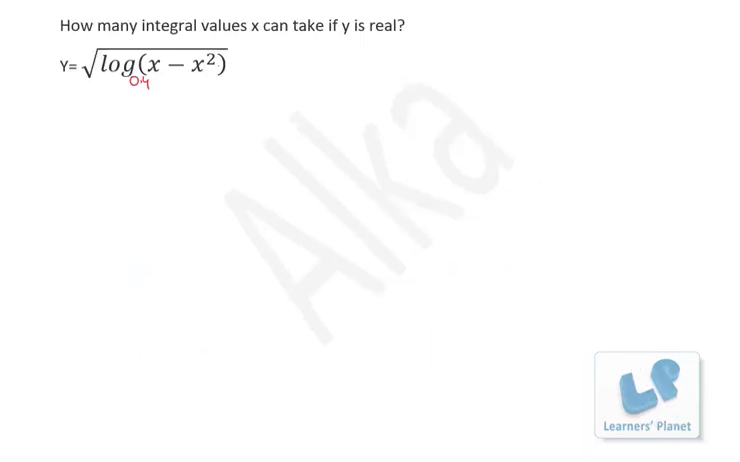Now let's take this question. How many integral values can x take if y is real? And here the base of the logarithm is 0.4, that is less than 1, right? So let's see how we solve this problem. So once again, the expression under the square root should be non-negative. So the logarithm of (x minus x square) to the base 0.4 should be greater than or equal to 0, right?